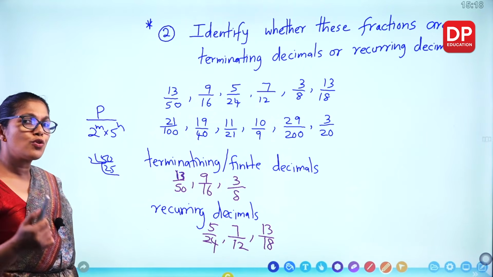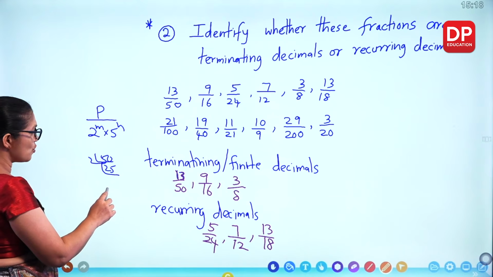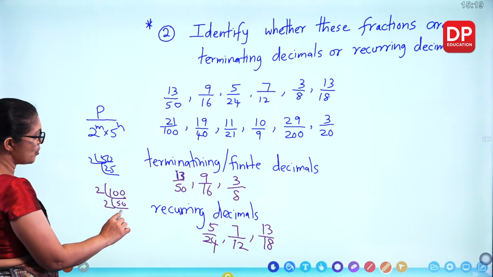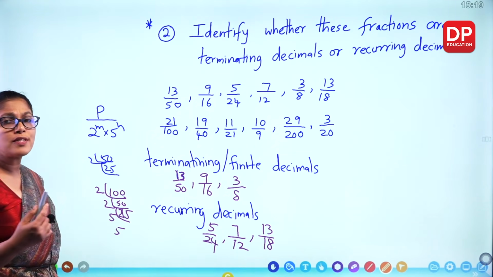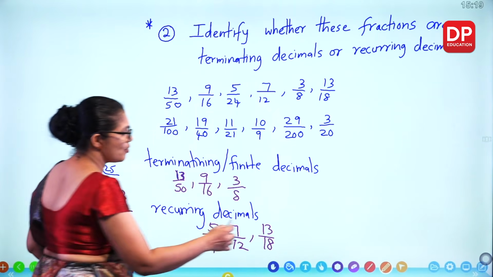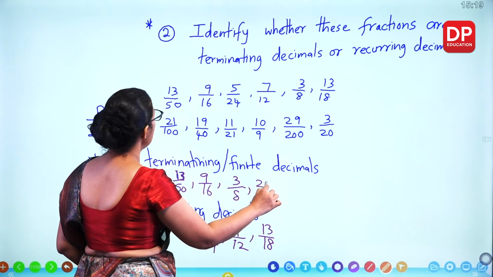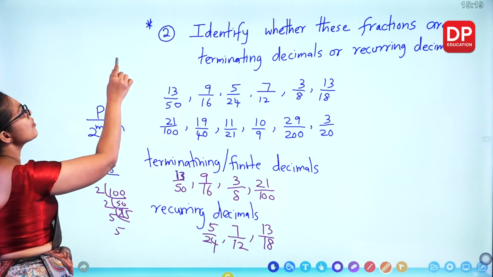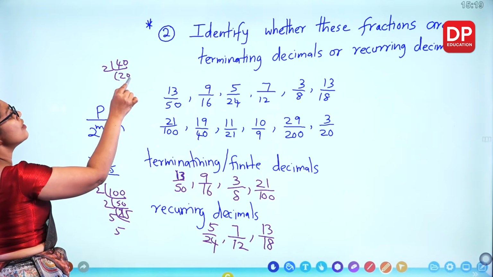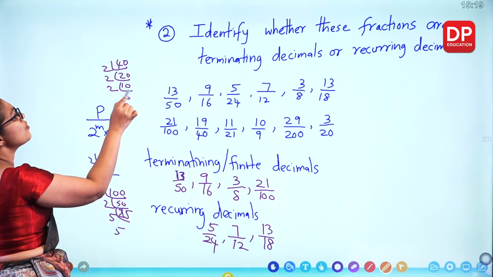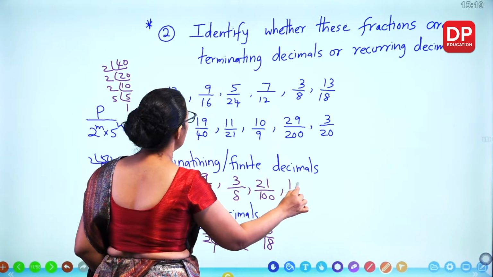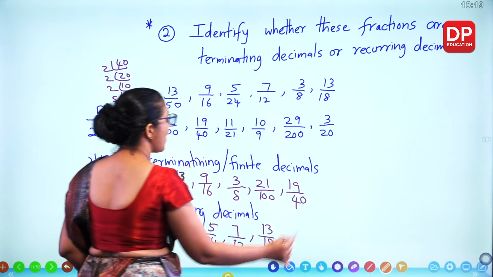What about 100? 100 is 2 to the power 2 times 5 to the power 2. So for 100 you divide by 2, you get 50, divide by 2, you get 25, and 5 and 5. So 2s and 5s are the multiples. So you can say that's a terminating or finite decimal. What about 40? 40 you divide by 2, divide by 2 again, divide by 2, and you get 5. 2s and 5s only. So that's also a terminating or finite decimal.